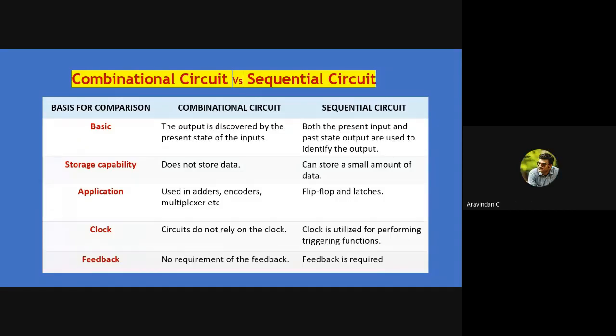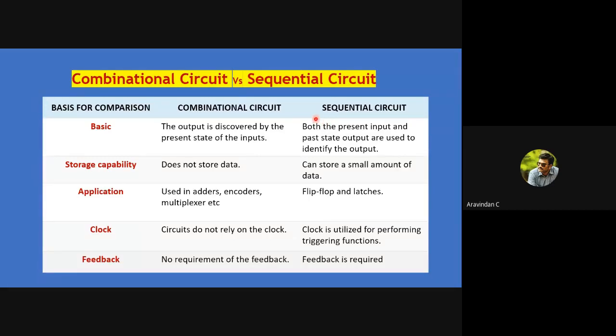Yes, thank you. Okay. So as of now, we have seen the experiments starting from the first experiment: basic gates, adder, subtractor, multiplexer, demultiplexer, encoder, decoder, comparator. We have seen this kind of experiment, but these all come under combinational circuits. And from this week onwards, we are going into the sequential circuits.